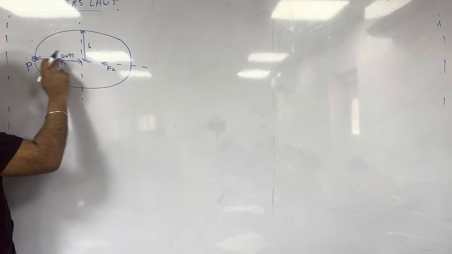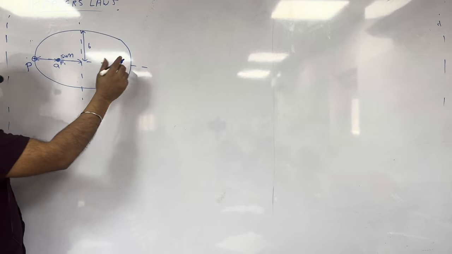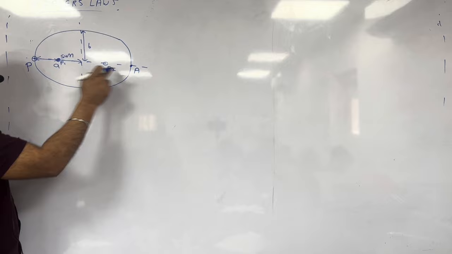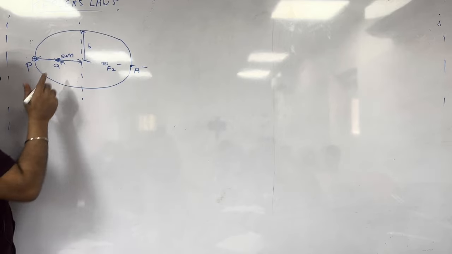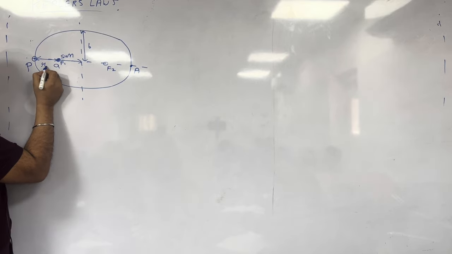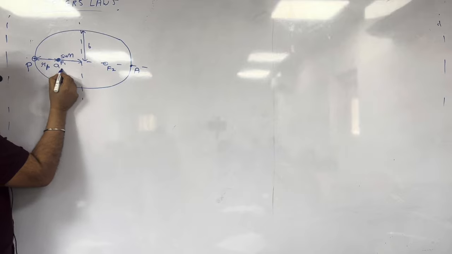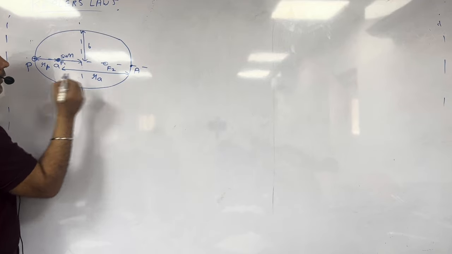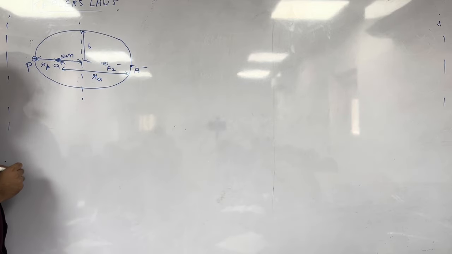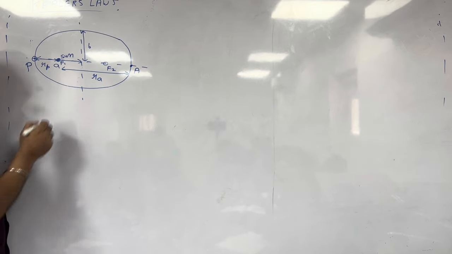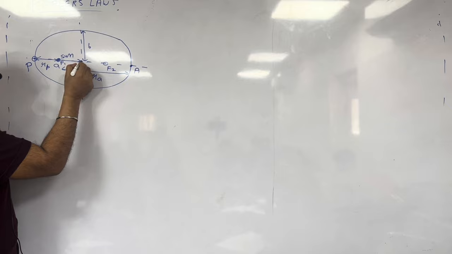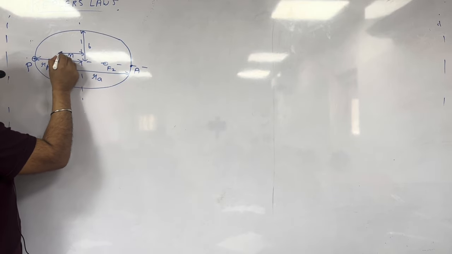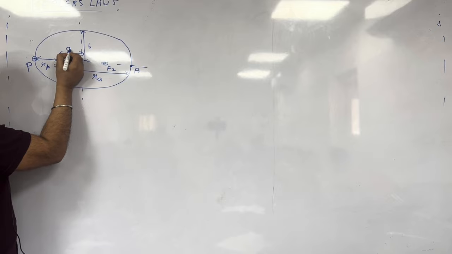And the farthest point is known as apogee. So that is the apogee point: perigee, apogee. This distance you can call the perigee distance, and similarly this length you can call the apogee distance. Now by the ellipse property, what is the distance from the center to one of the foci? That distance is A into E.